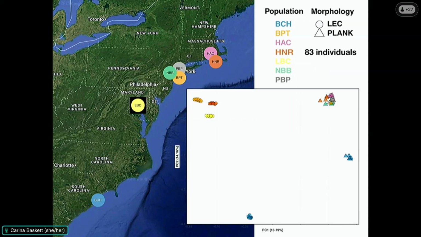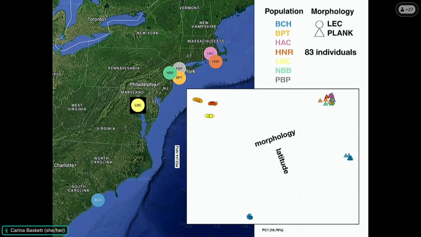And when we just look at the principal components of these genotypes, we see that it's pretty stark. Independent of geography, all of our planktotrophs are over here, and all of our lecithotrophs are over here. And so we basically have principal component 1 separating everybody by morphology, and principal component 2 separating everybody by geography, and mostly really separating the Baruch population in South Carolina from everybody else.